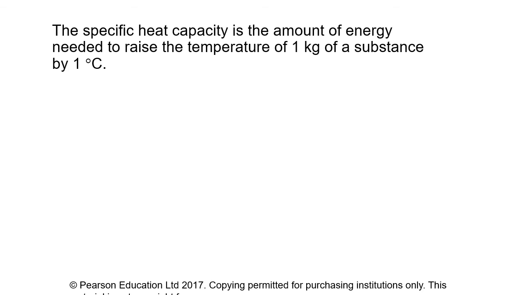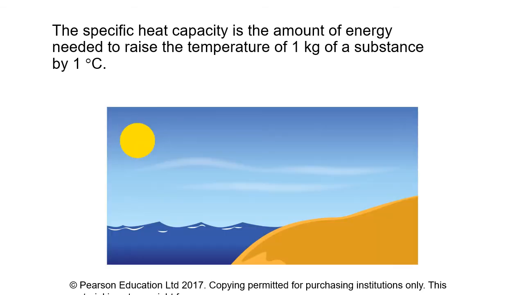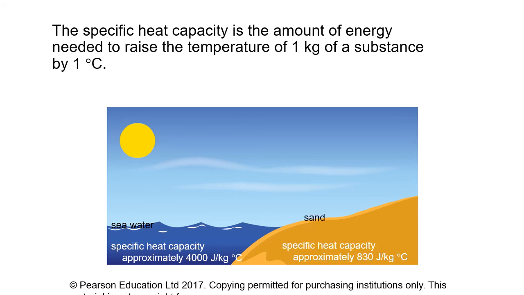This specific heat capacity, just to recap, is the amount of energy needed to raise the temperature of 1 kilogram of a substance by 1 degree C. So the water has a specific heat capacity of approximately 4,000 joules per kilogram degree C. So that means it requires 4,000 joules to raise the temperature of a kilogram of water by 1 degree C. The sand, on the other hand, has a lower specific heat capacity of about 830 joules per kilogram degree C.